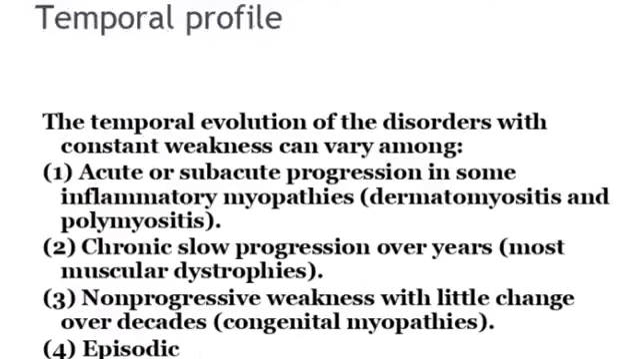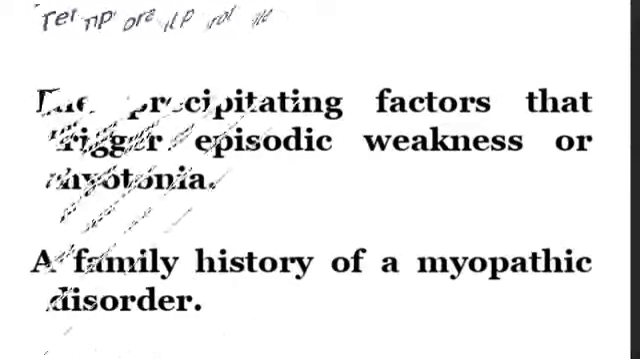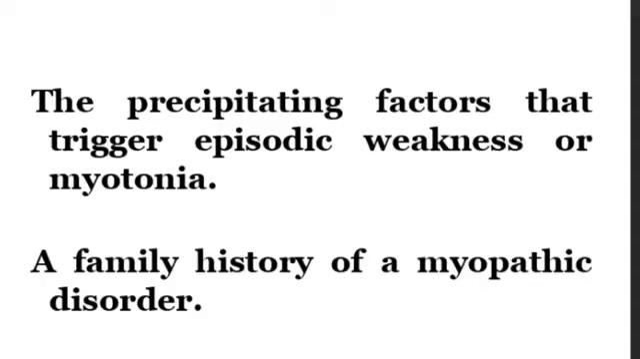Temporal profile: the temporal evolution of the disorders with constant weakness can vary among four patterns. First, acute or subacute progression in some inflammatory myopathies like dermatomyositis and polymyositis. Second, chronic slow progression over years, as in most muscular dystrophies. Third, non-progressive weakness with little change over decades, as in congenital myopathies. And fourth, episodic, with precipitating factors that trigger episodic weakness or myotonia. Heavy meals may precipitate attacks of weakness in patients with periodic paralysis.